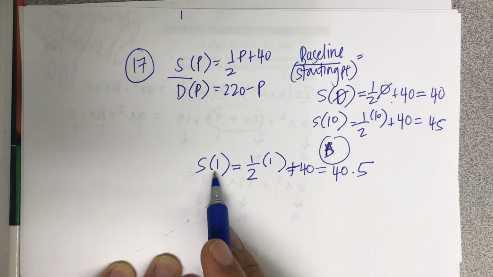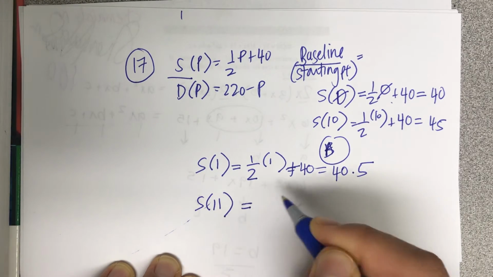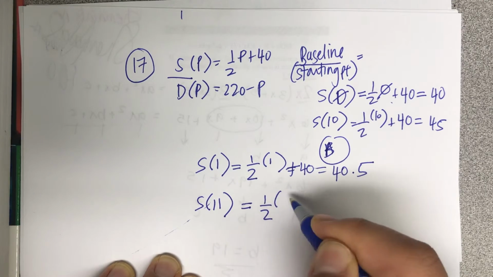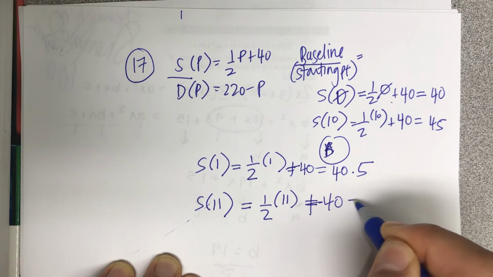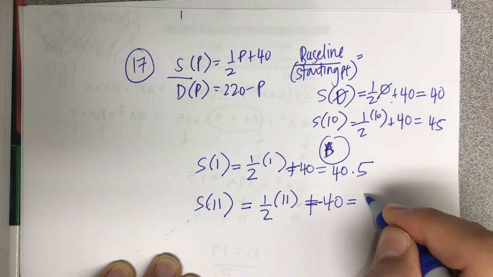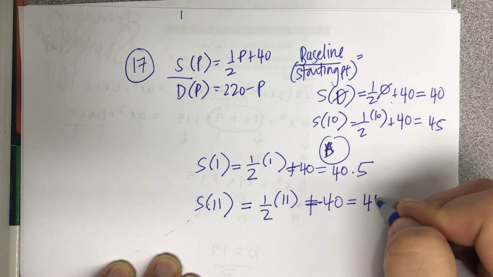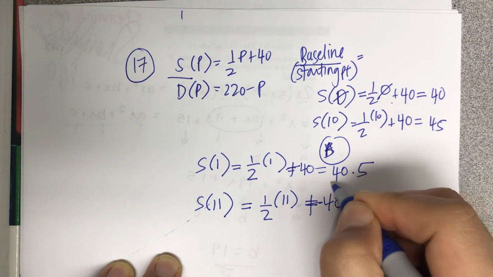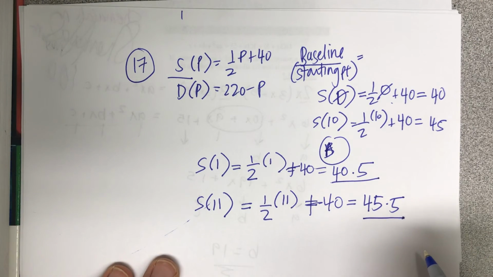What is 1 increased by 10? 11. So now you're going to go half times 11 plus 40, and 11 divided by 2 is 5.5, so it's going to be 45.5. So again, 40.5 going to 45.5 has been increased by 5, which is why B is the correct answer. Okay, so I gave you 2 separate examples of how to do that so that it would work.